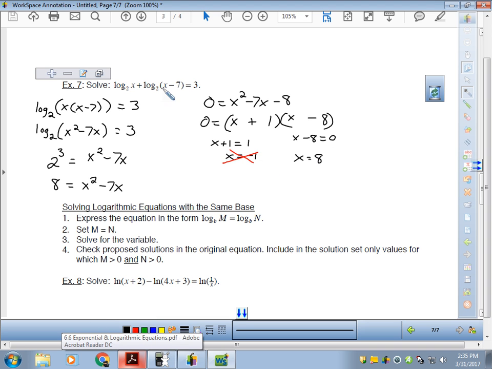For 8, if we take it and check it, 8 when you plug it in here is fine. And over here, 8 minus 7 is 1. 1's positive, so that's fine. So 8 will actually work. 8 will be okay as a solution.